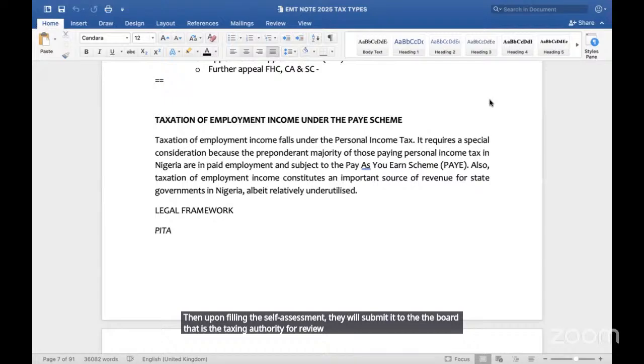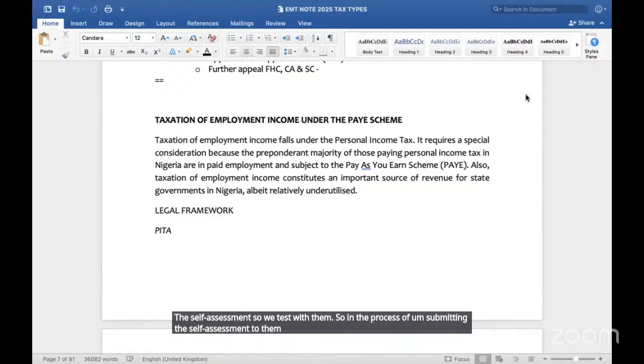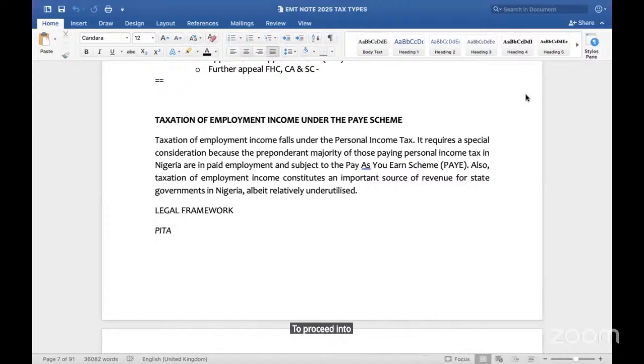So the board have the power to review the self-assessment submitted to them, and either go ahead with it or decline the self-assessment submitted to them. So in the process of submitting the self-assessment to them, they will review it. So if they find that the assessment given by the taxpayer is low relative to what they perceive him to have, they can proceed with best of judgment.